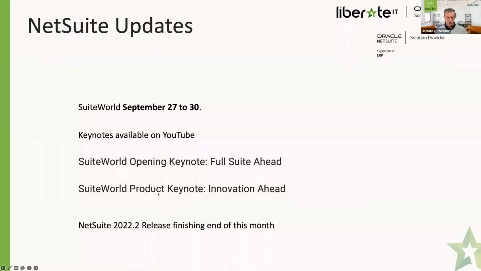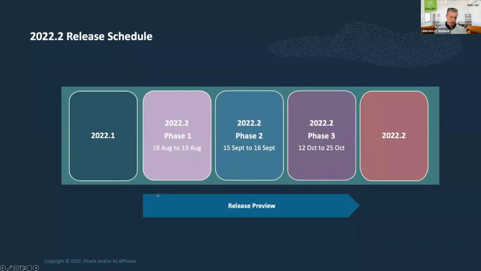The NetSuite 22.2 release is finishing the end of this month. It does feel like we've been talking about that for quite some time, primarily because we have. It started back in August, mid-August, that phase one. A few customers went live with it back then. According to what I could see in NetSuite, the last of our customers are upgrading on the 25th of October.